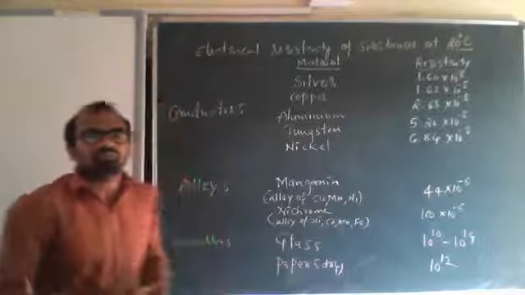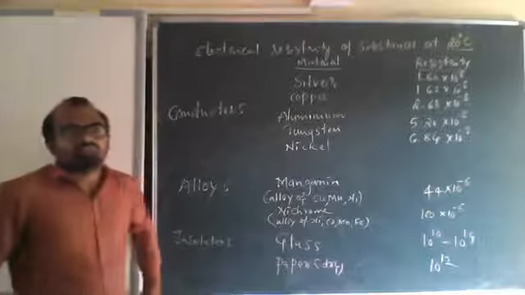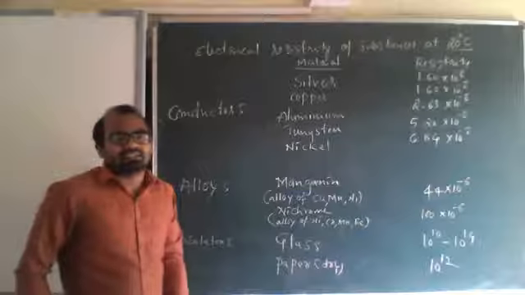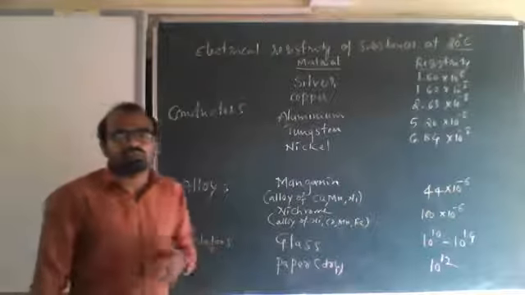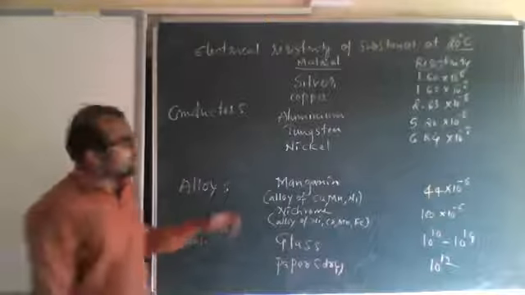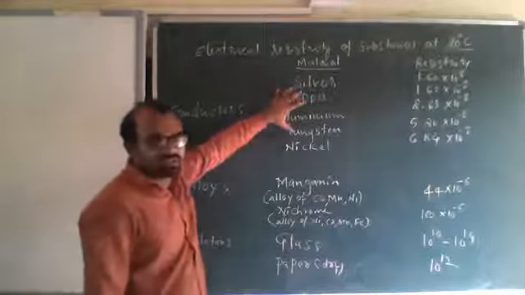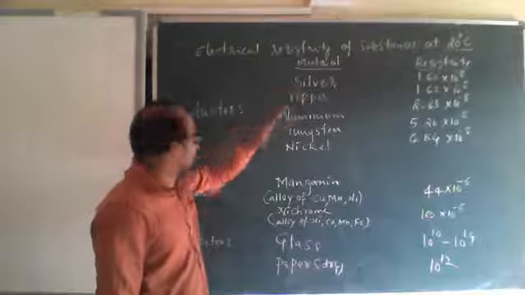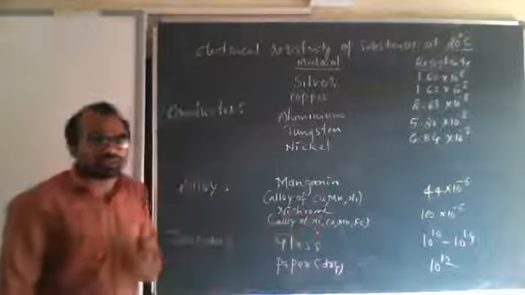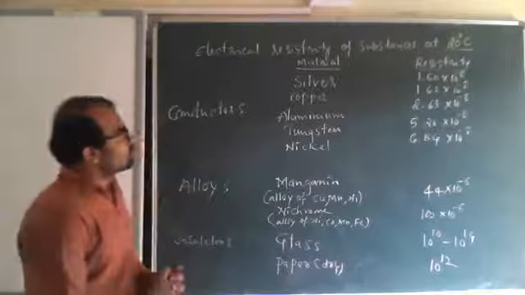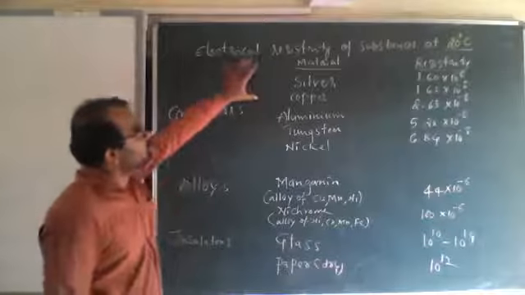Hello students, so we'll see about the electrical resistivity table. This table is present in your textbook, Table 12.2. I have taken some of the materials of conductors, alloys and insulators. Some are still there, you can see that in your textbook. Here we learned about electrical resistivity.